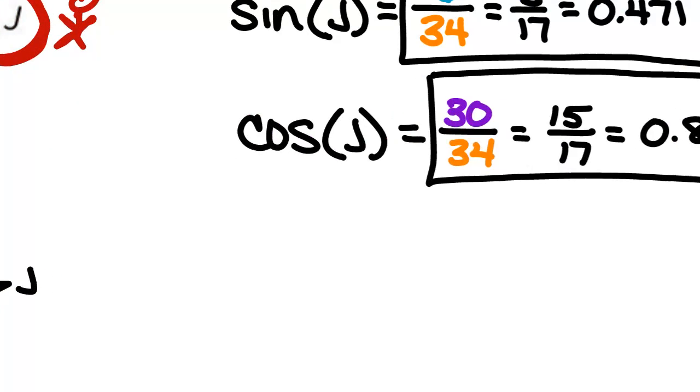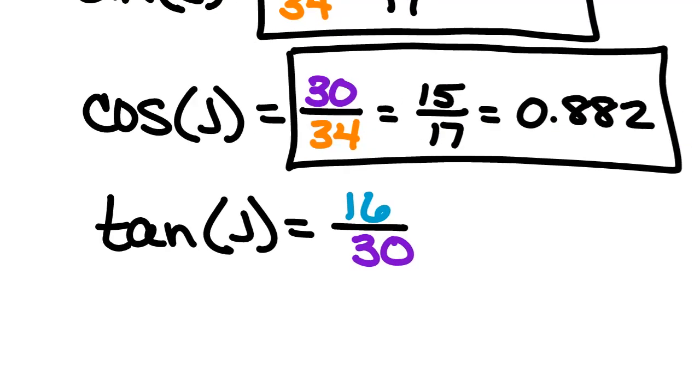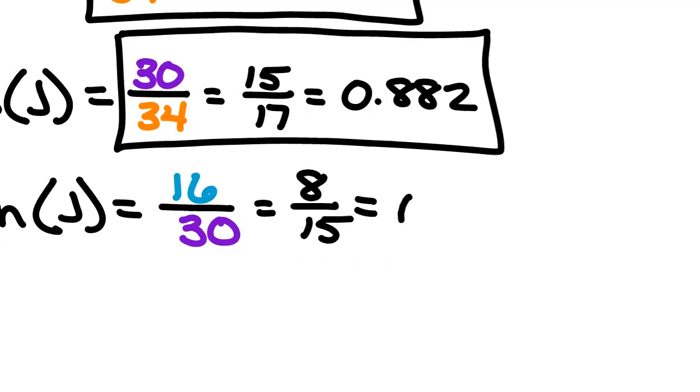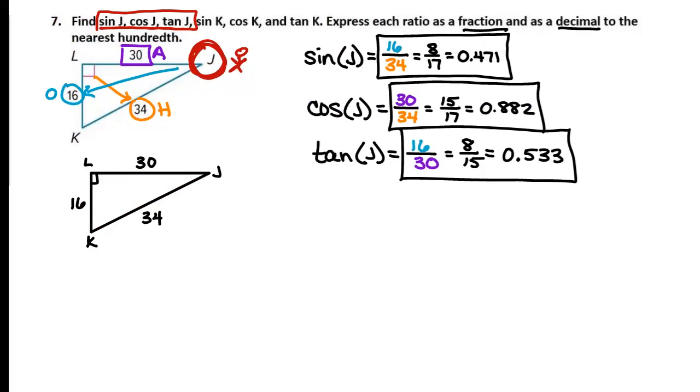And then we still need to do tangent of angle J. This is opposite over adjacent, so 16 over 30. 2 goes into both of those. That would be 8 over 15, or 0.533 when I put that into my calculator and round it to 3 decimal places. So there's sine, cosine, and tangent for angle J.